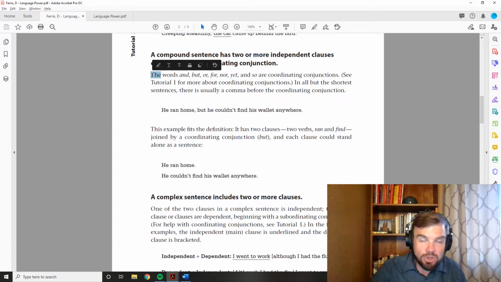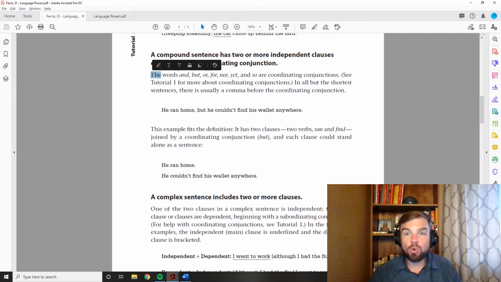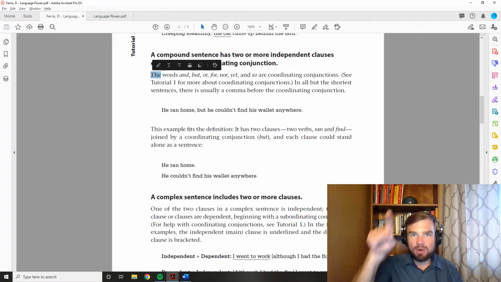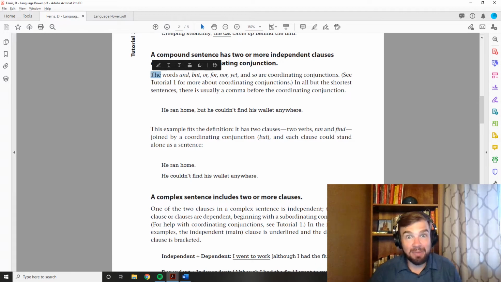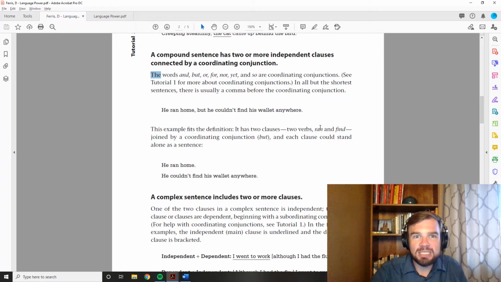So the words and, but, or, for, nor, yet, and so are the coordinating conjunctions. You might have seen the acronym FANBOYS to help you remember. If you don't know what fanboys is, don't worry, it's not that important. If you want to know, you can just Google fanboys grammar. You'll get a lot of information if you Google that, okay? So in all but the shortest sentences, there's usually a comma before the coordinating conjunction.